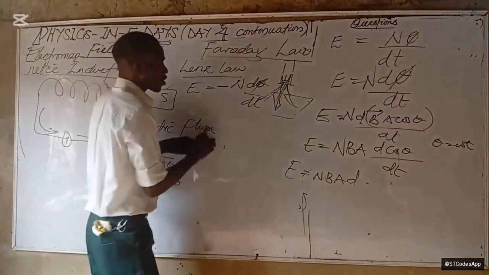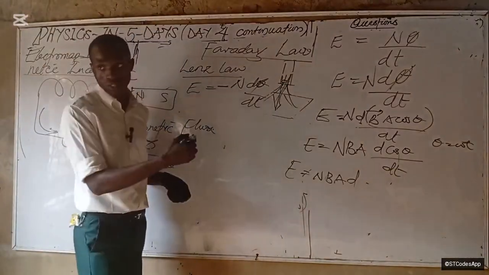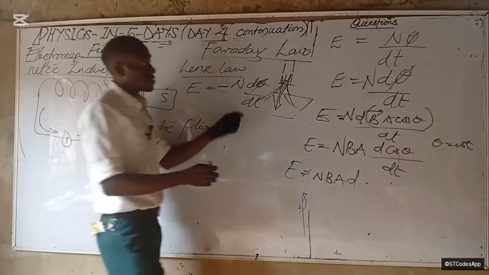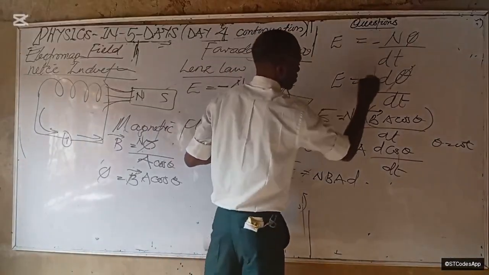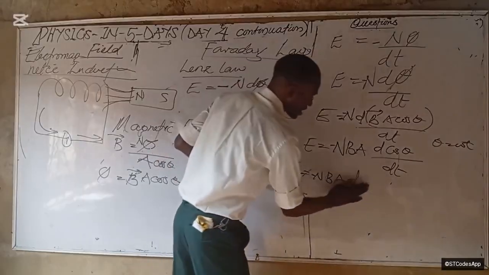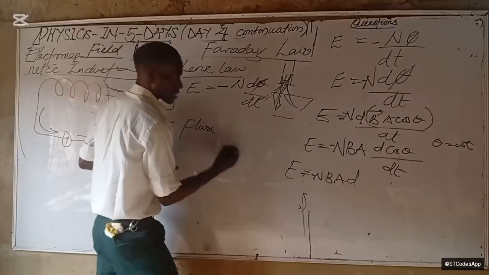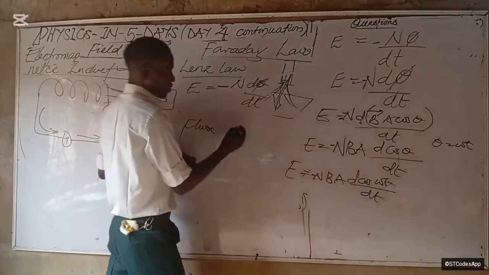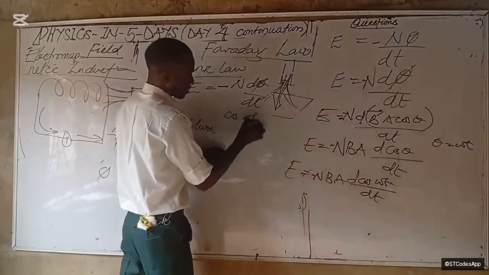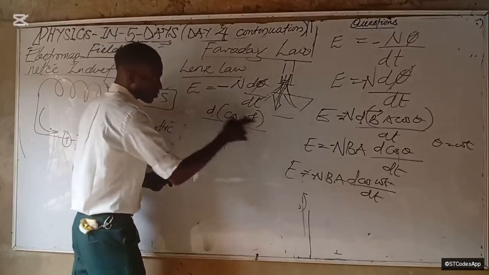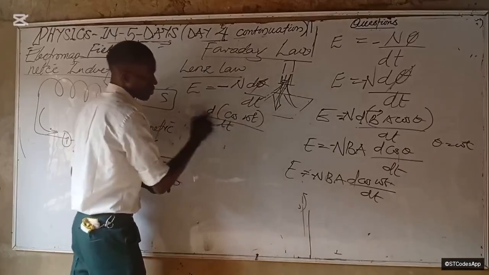Because of that opposition, we'll put a minus. It's a better version of Faraday's law. So we'll put a minus here, here, and here. By the time we take this, d cos theta becomes d cos omega t over dt. If you want to differentiate cos omega t over dt, what will this give you?